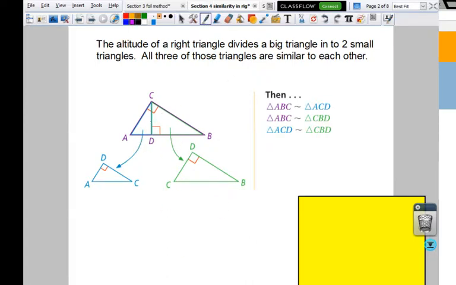So ABC is similar to ACD. ABC is similar to CBD. And ACD is similar to CBD. Cool. Not super tough for this first part. So we're just going to practice a couple of these, and then you guys are going to tell me what's similar. I'll let you finish writing it down, though. Remember, if I go too quick, let me know.